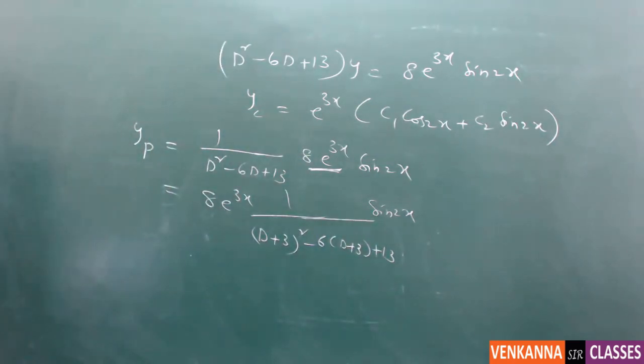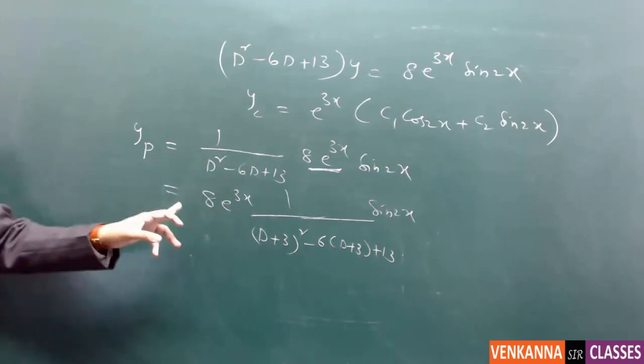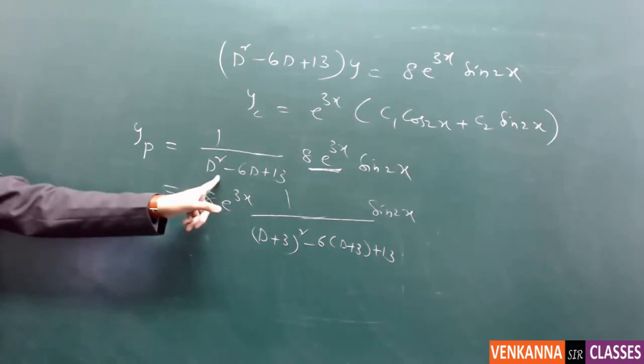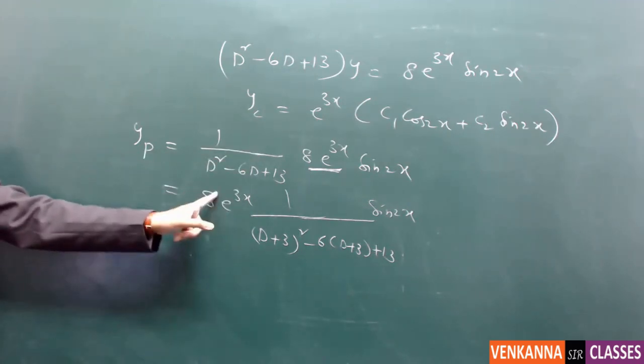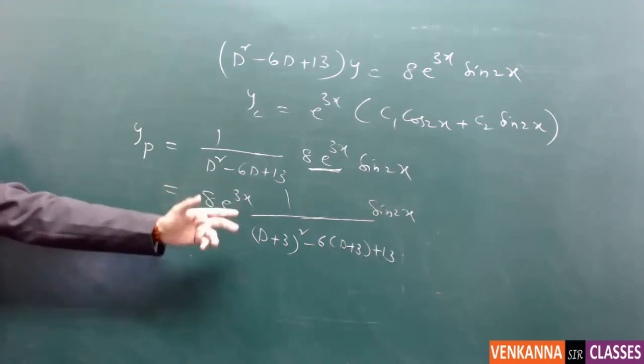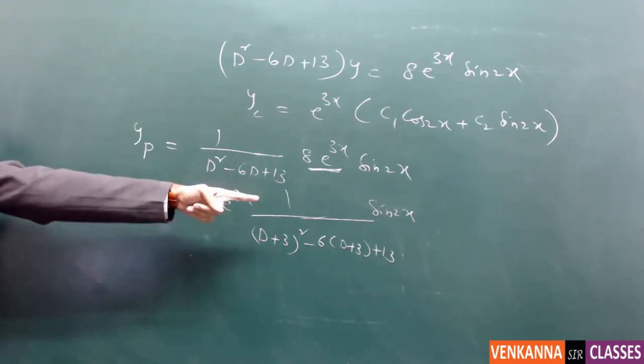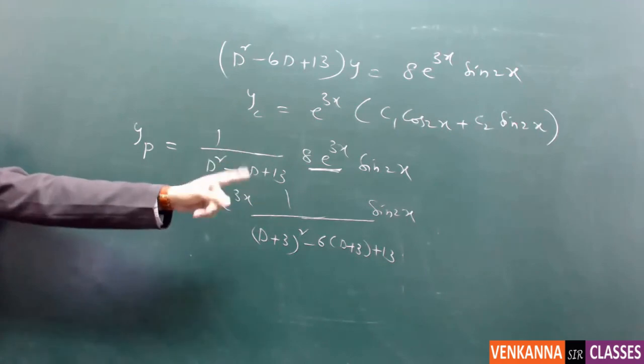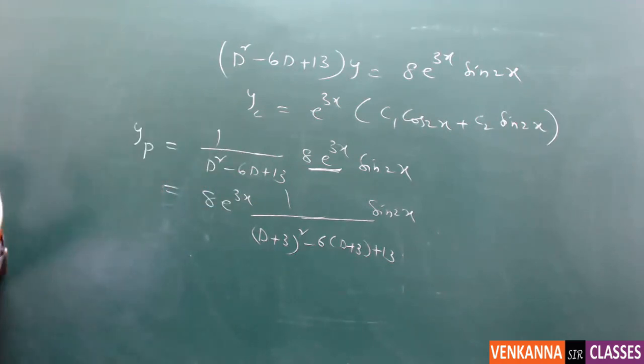Are you getting the ideology? What I have done? This is fixed. Whether the power is positive, negative, whatever it is, the exponential part should be taken to the front. D is replaced with d plus the power, and you are going to do the remaining procedure with the other function presented there, whether it is sine, cos, or an algebraic function.